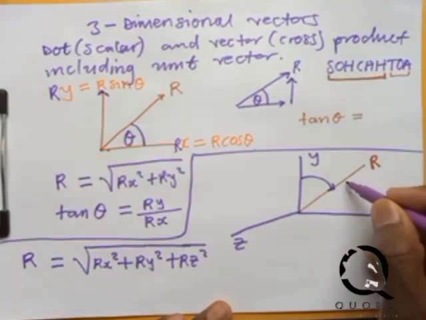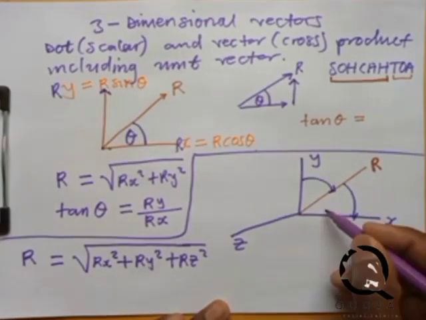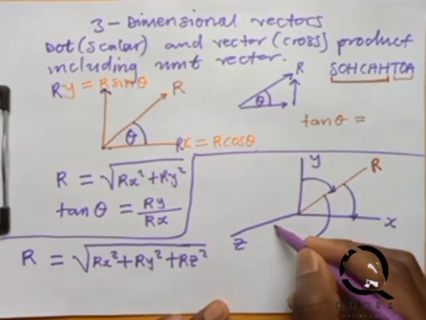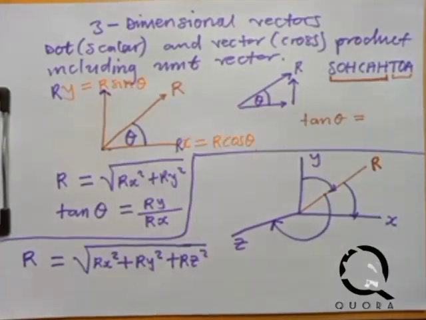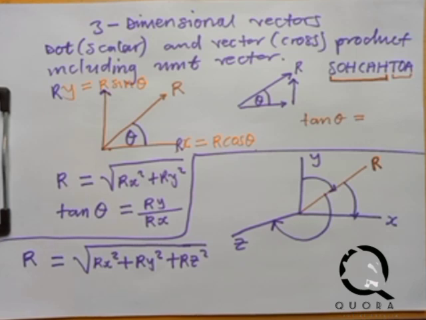We are going to have another angle with reference to the x component somewhere there. We are also going to have another angle with reference to the z component from the resultant. And what are the names given to these same angles?